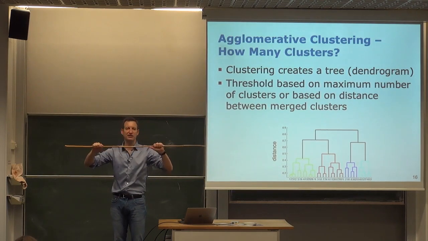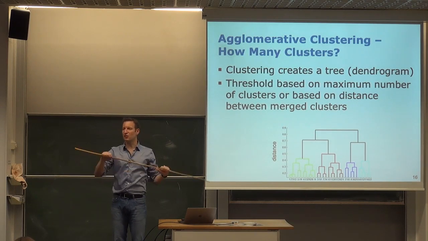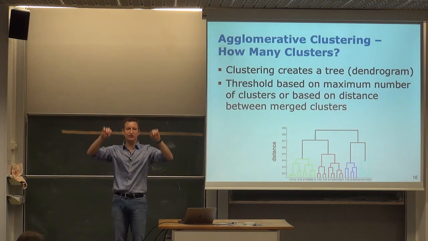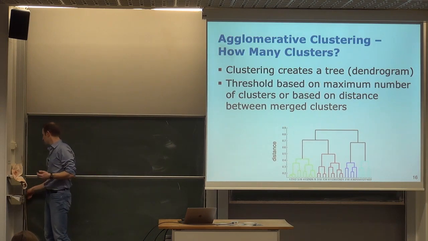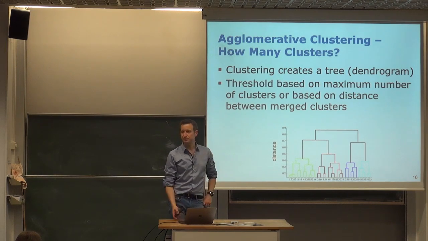And then you say, okay, now I want to have 7. You just lower it until you reach 7. It's not guaranteed that you will get exactly 7. Sometimes you have 6 or 8 because 2 are on the same cutoff threshold. But you can very easily path through this diagram and select the number of clusters or the minimum distance that you want to generate.